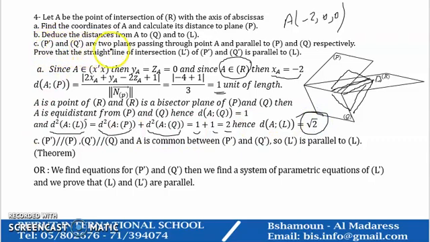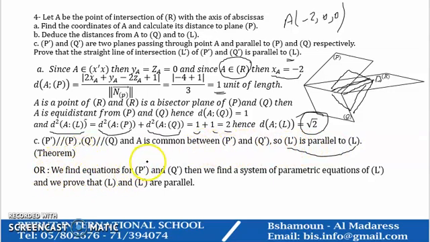Now P prime and Q prime are two planes passing through the point A and parallel to P and Q respectively. They ask us to prove that the straight line of intersection L prime of P prime and Q prime is parallel to L. In fact, since P prime is parallel to P and Q prime is parallel to Q, and A is common between P prime and Q prime, then we can use that L prime is parallel to L. This is a property from last year, from the second secondary.